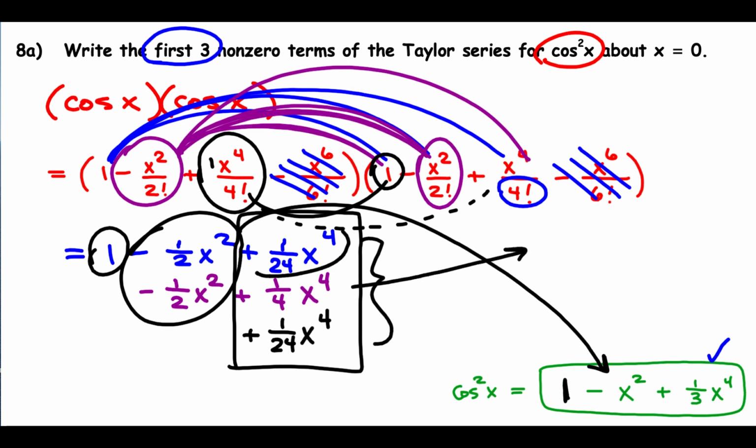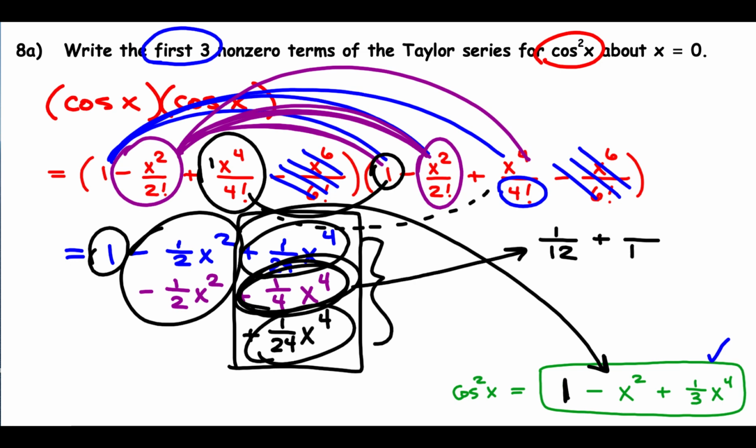We have 1/24 and 1/24. That's 2/24. That's 1/12. Plus 1/4. 1/4, if I was to convert that to 12ths, would be 3/12. And 1/12 plus 3/12 is 4/12, which is 1/3. So yes, both ways do work. So the answer is 1 minus x squared plus 1/3 x to the 4th. All right, that's part A, the first 3 non-zero terms of cosine squared.